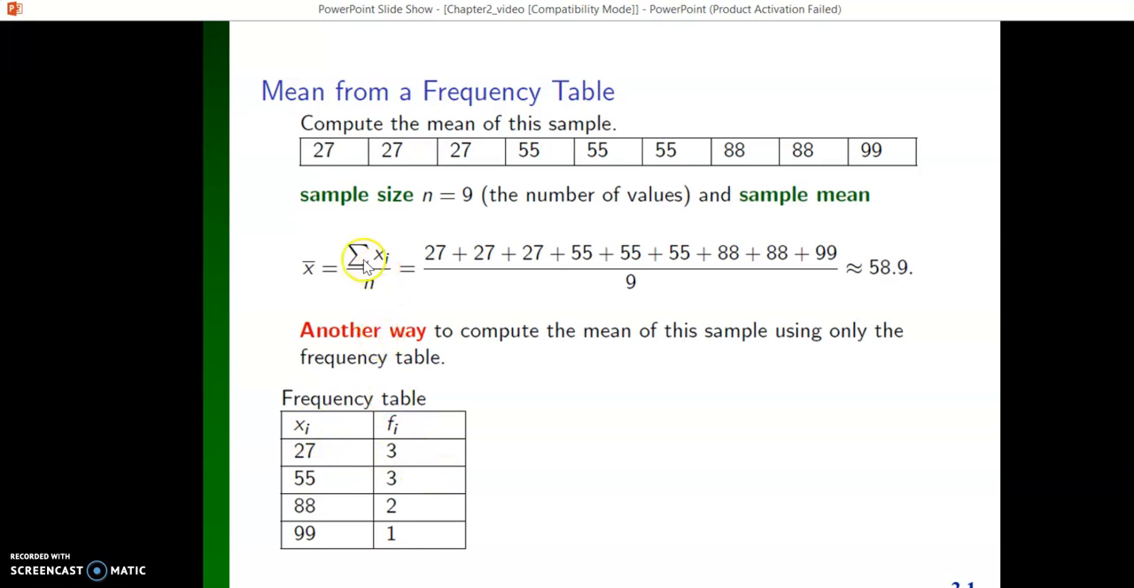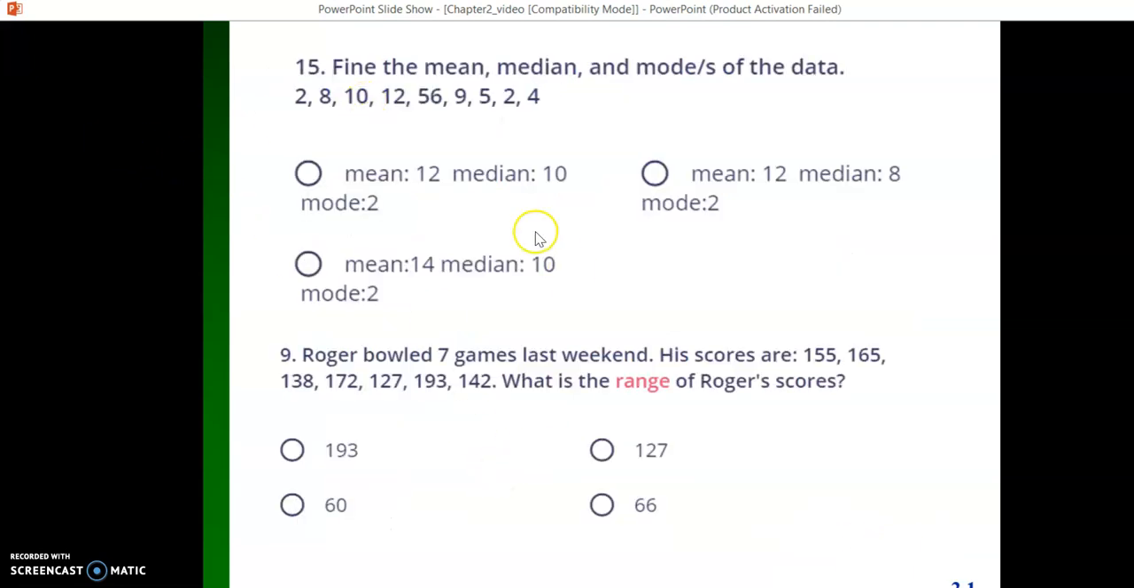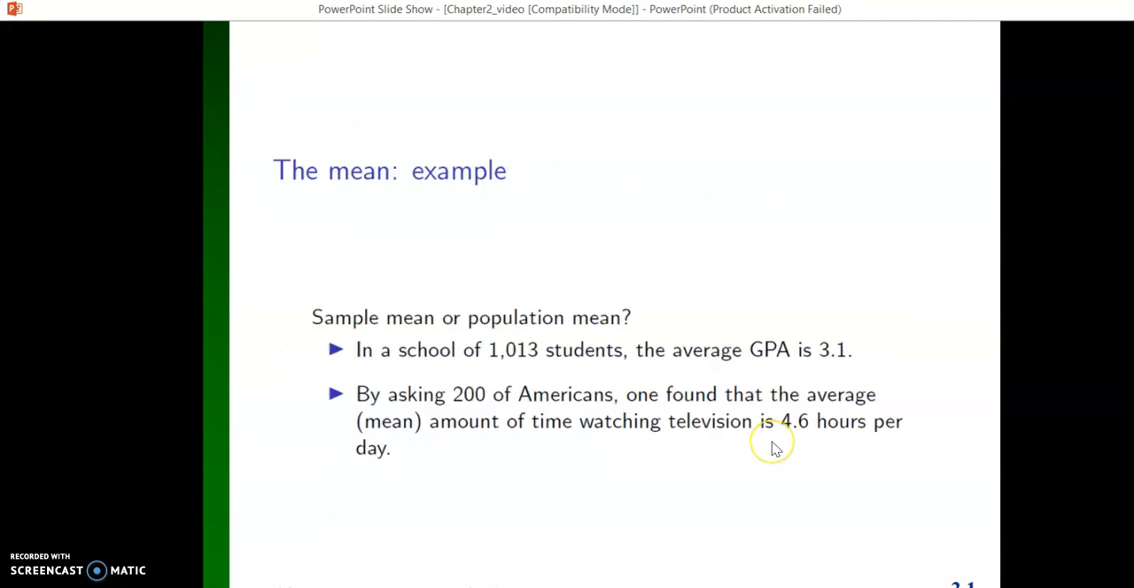Then for the end value, the total number of data: how to calculate it? It equals the total frequency, so you have to add up this column to find the n value. So you can see the notation for the frequency table: x bar equals sigma fi times xi divided by n. Before, we just added the x values, but with frequency, you have to multiply and divide by the number of data. So here are 2 examples. Try them yourself.